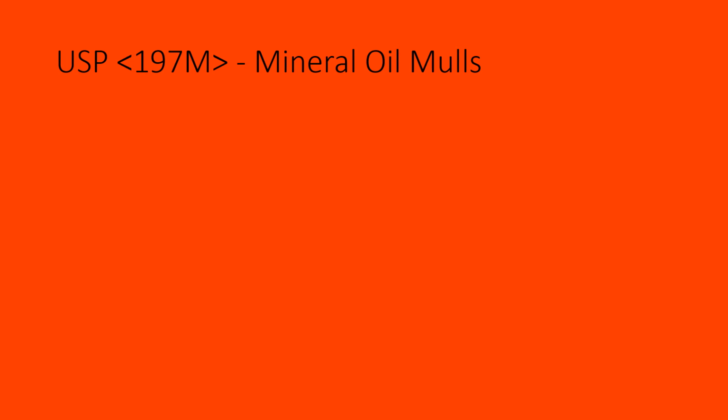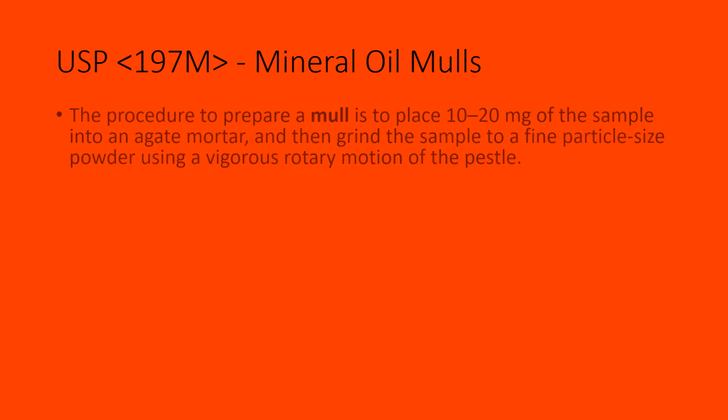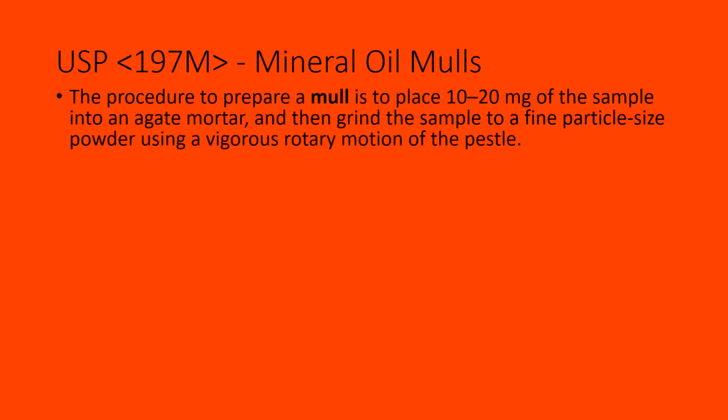See the prescription under USP 197M. Here also, M represents the mineral oil mulls. You can see that M. The procedure to prepare a mull is to place 10 to 20 milligrams of the sample into an agate mortar and then grind the sample to a fine particle size powder using a vigorous rotary motion of the pestle.